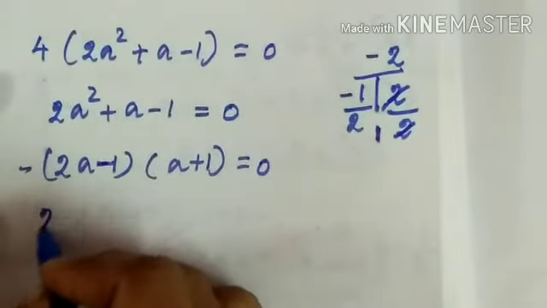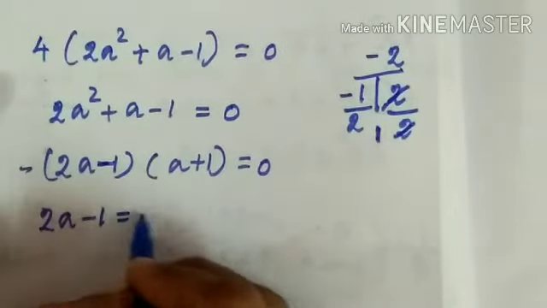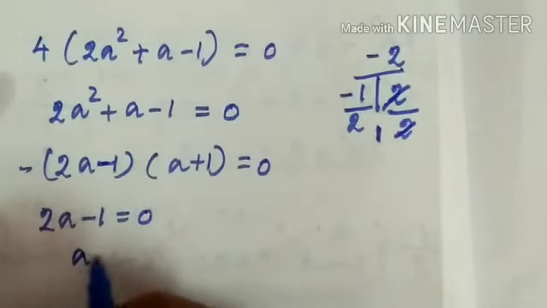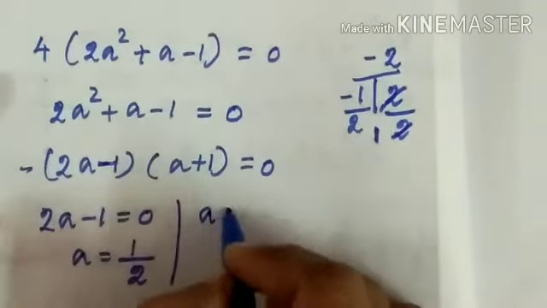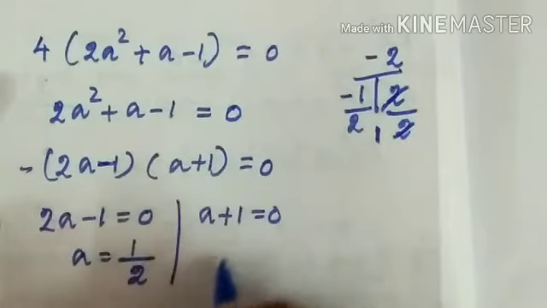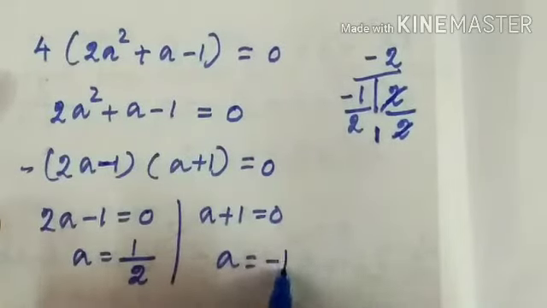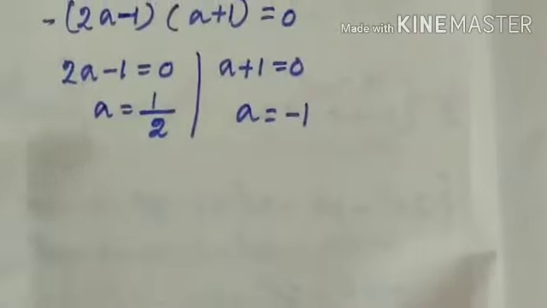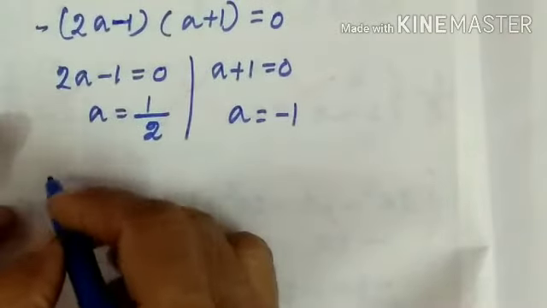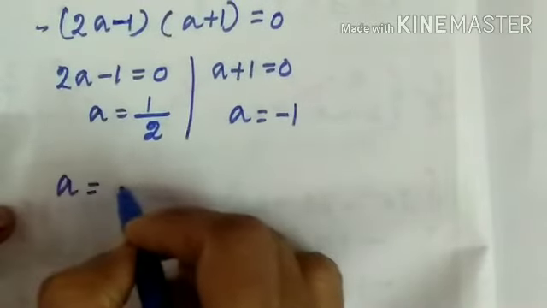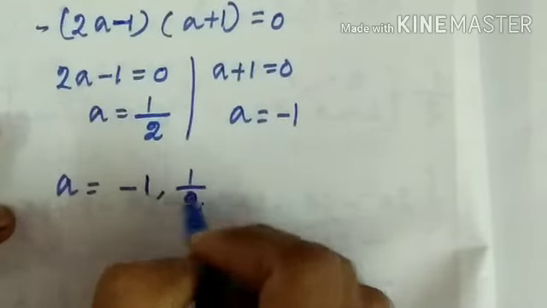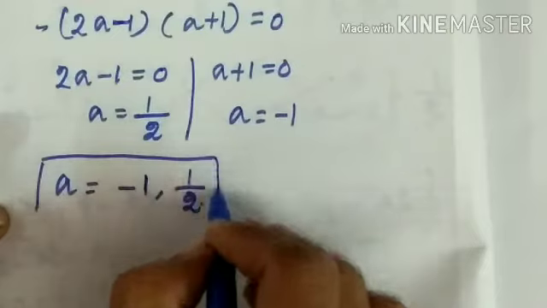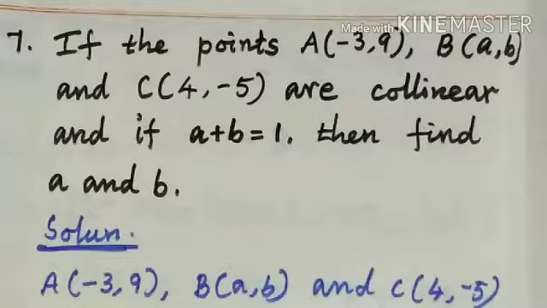So now 2a minus 1 equal to 0. Therefore a is equal to 1 by 2. Then a plus 1 equal to 0, therefore a equal to minus 1. Hence, the values of a is minus 1, 1 by 2. This is the answer for this question.